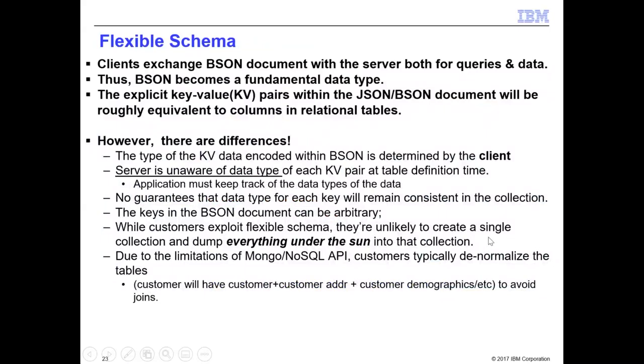So for a flexible schema, the clients can exchange BSON documents with the server for both queries and data. Thus, BSON is a fundamental data type. Explicit key value pairs within JSON BSON documents will be roughly equivalent to columns in relational tables, but there are some differences. This is the most important thing. The data type of the key value pair within BSON is determined by the client, not the server. The server in the BSON column is unaware of the data type of each key value pair at table definition time. The application must keep track of the data types of the data.